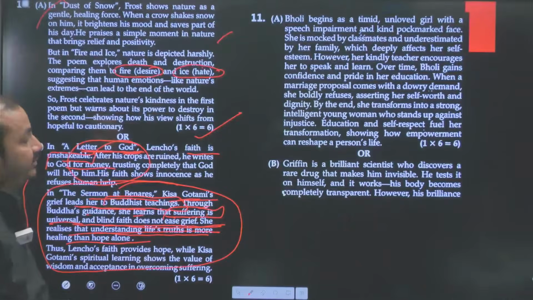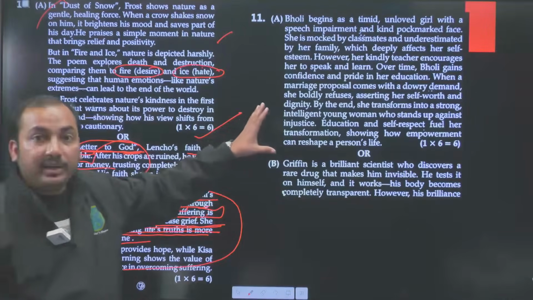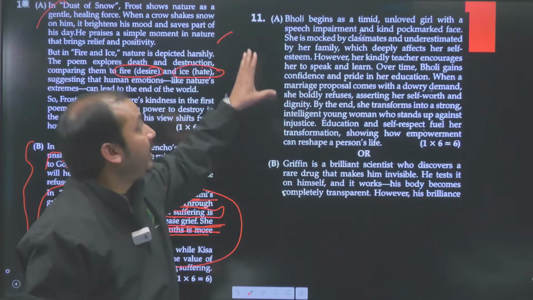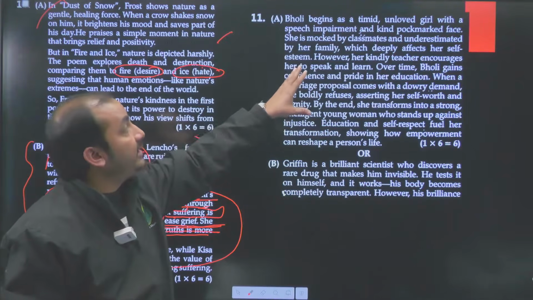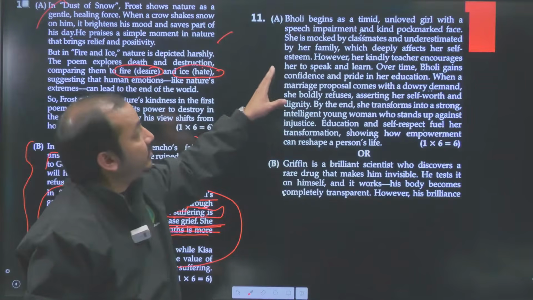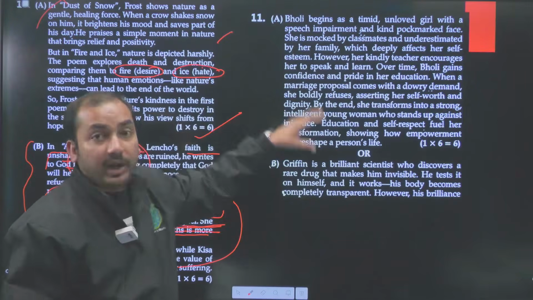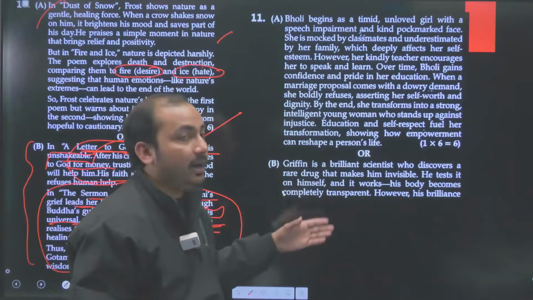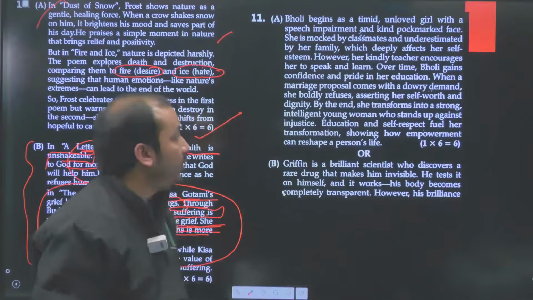Now, the last question 11. Here also we have been asked 2 questions, out of which we have to answer only one of them. Here, Bholi begins as a timid, unloved girl with a speech impairment, and we have to write how the life of Bholi changed from a timid girl to an extrovert girl.